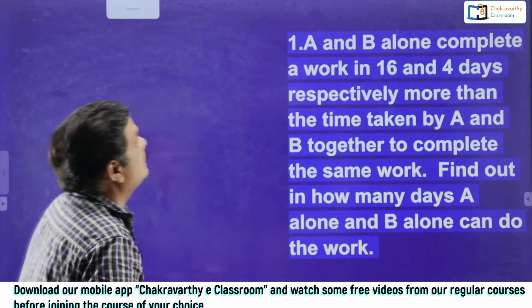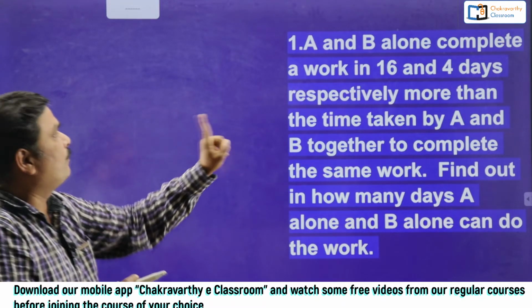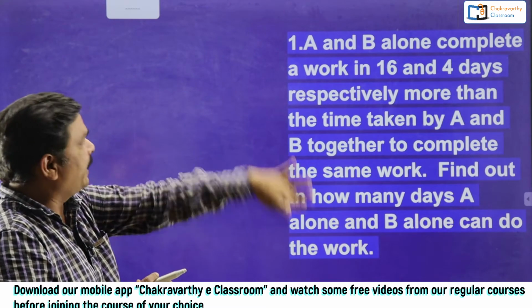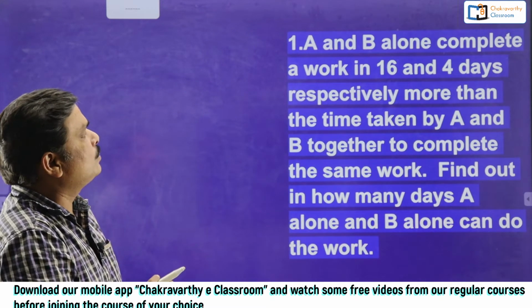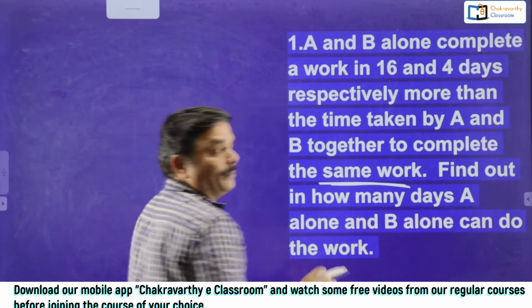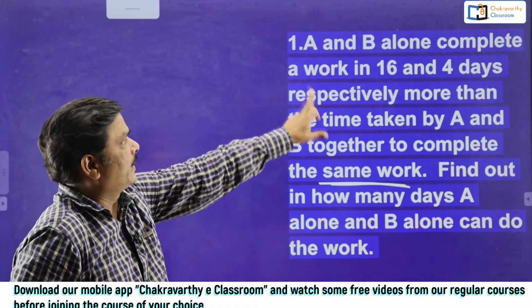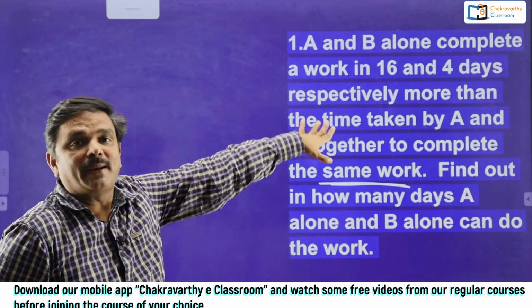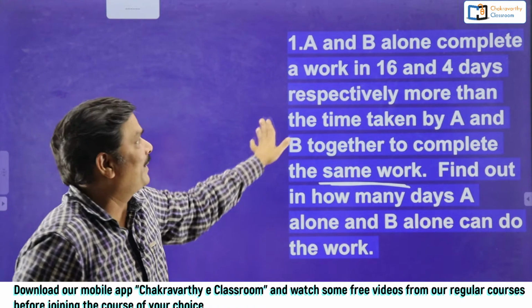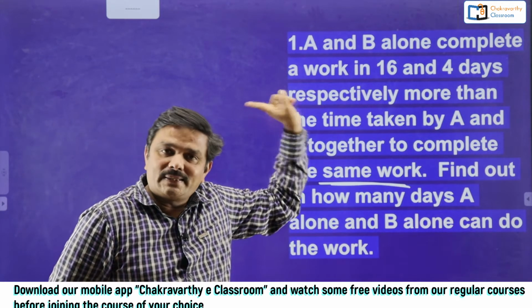Okay, now let's take this question students. How is the question? A and B alone complete a work in 16 and 4 days respectively, more than the time taken by A and B together to complete the same work. See, the wording is important here. They have not given that A and B alone can complete the work in 16 days and 4 days respectively. It's not like that. It's not their individual timing. Observe the given wording or the sentence carefully.